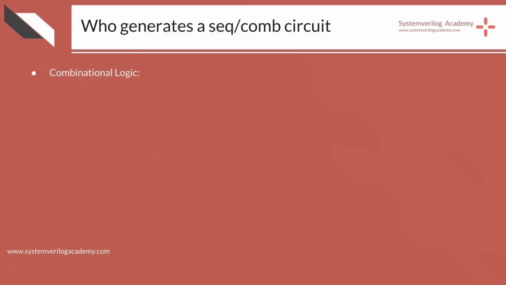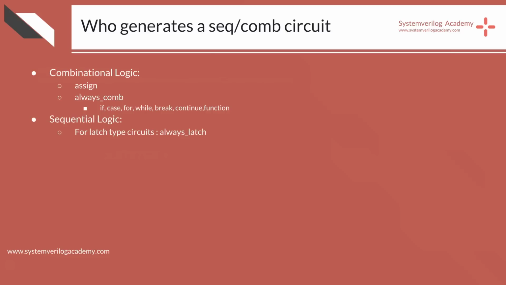When you want to generate a combinational circuit, you can use either assign or always_comb blocks. Use assign if your combinational logic can be represented in a single line, otherwise use always_comb. When you want to generate a latch-type circuit, that is a storage circuit without a clock signal, use the always_latch block. When you want to generate flip-flops, use the always_ff block.